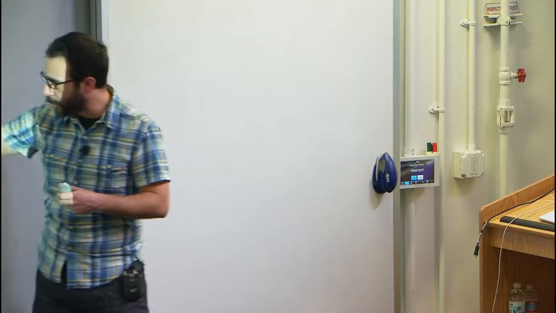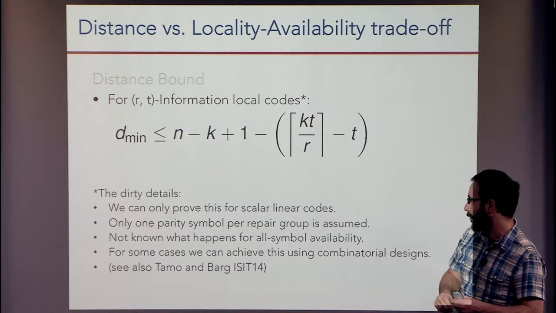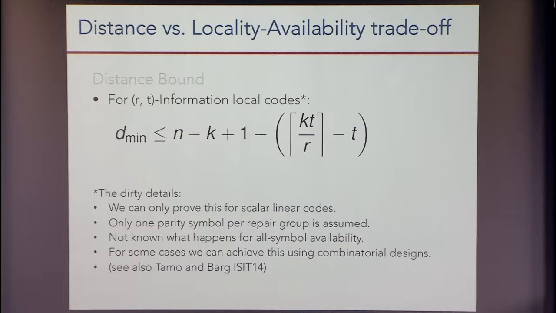But what is more important is we make this assumption. We assume that every repair group can involve only one parity symbol. So that's a very restrictive structure. And you may be able to do better if you allow a more complicated parity structure. And we don't know what happens if you also want to have availability for the parities, so if you want all symbol availability. In some cases, we can achieve this bound using objects called combinatorial designs. Furthermore, specifically, resolvable combinatorial designs.